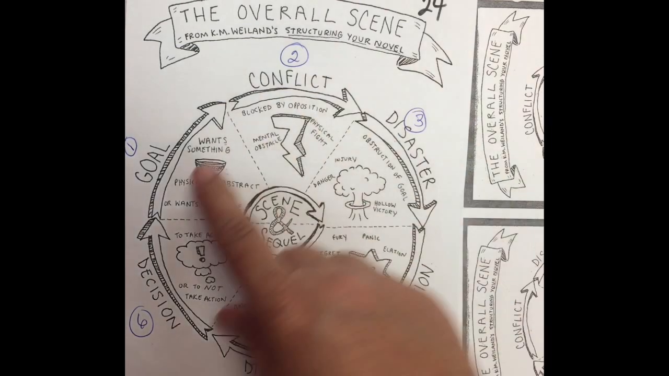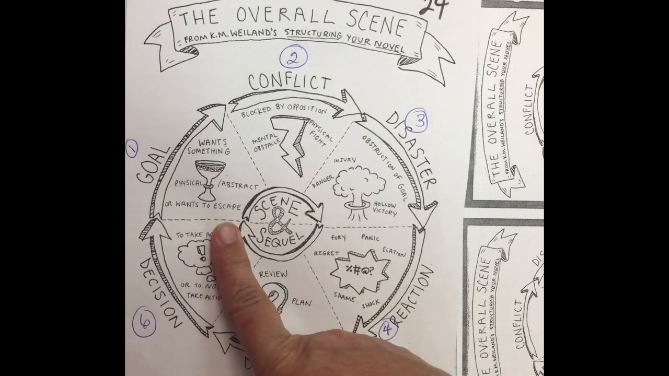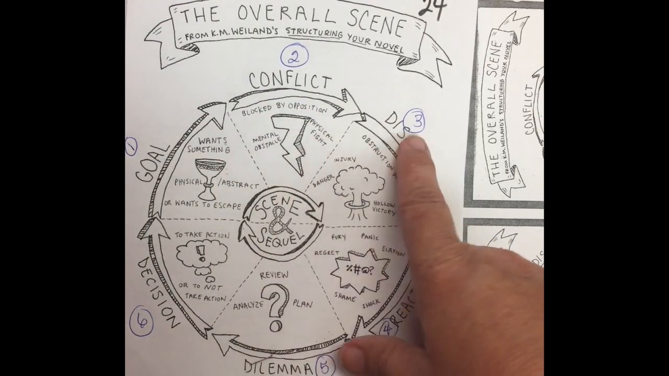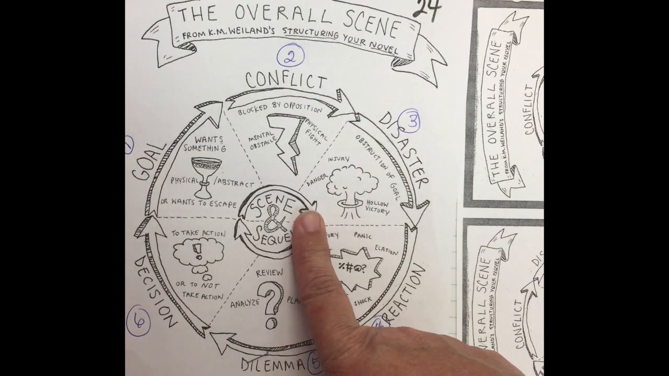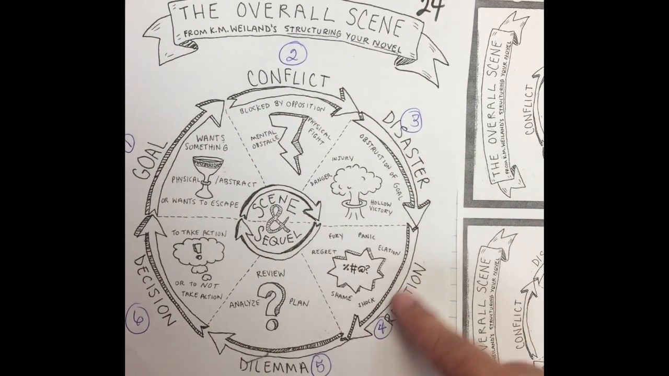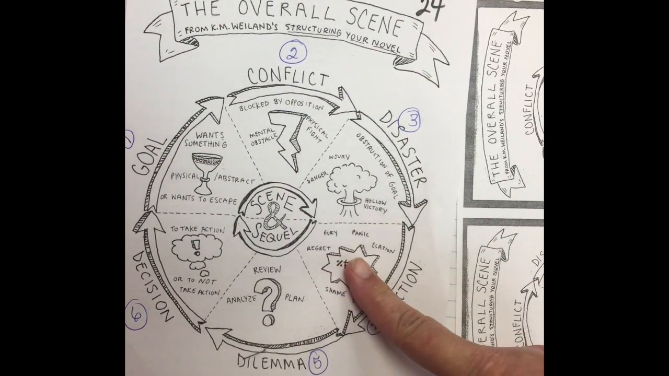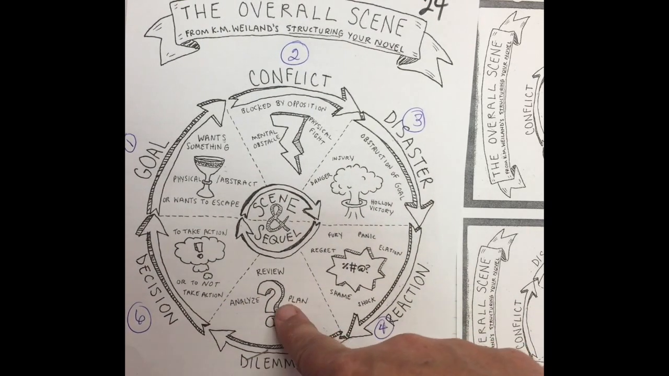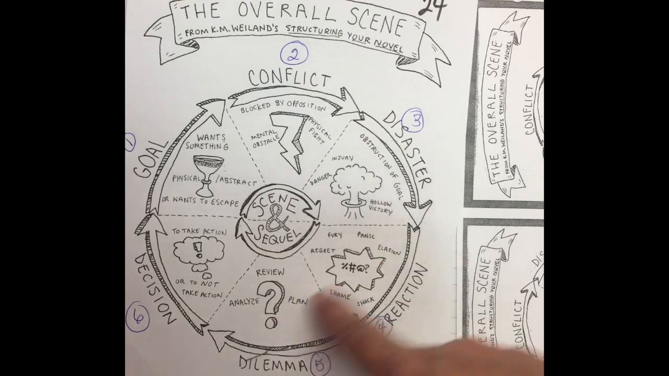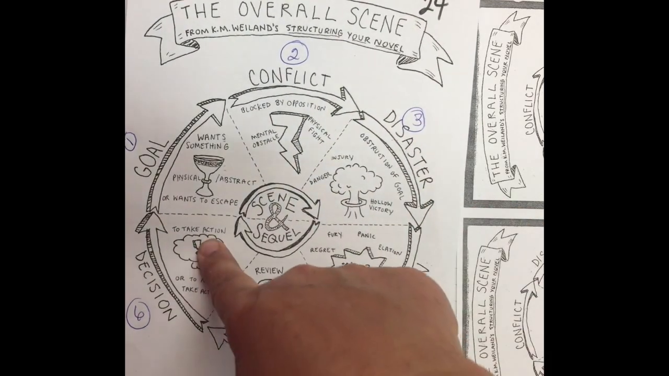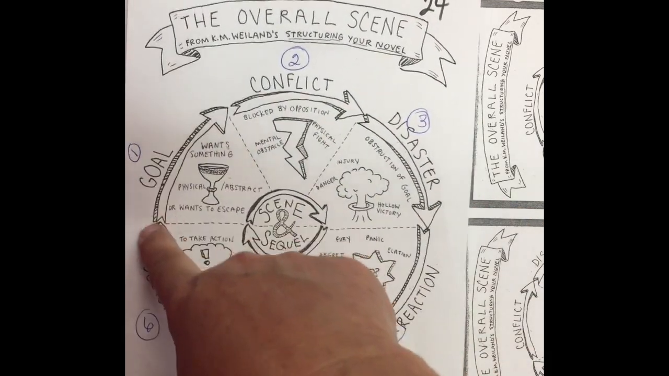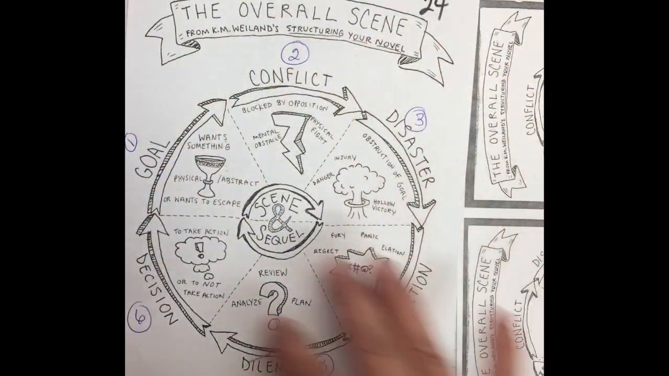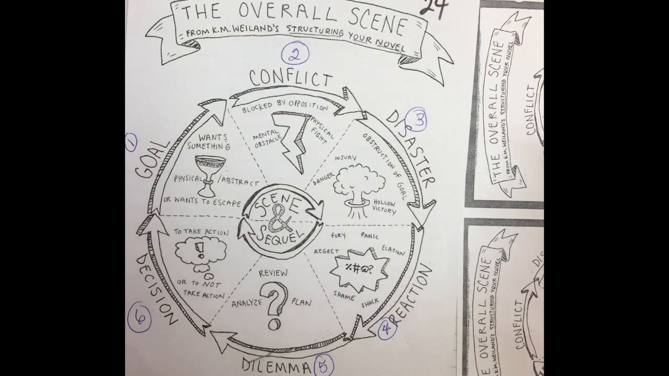We start off with the goal, the character's goal, what their conflict is. They befall some kind of disaster because of that conflict. They have a reaction to that. Then they have to make a decision. Then they have a dilemma of what they should do about their disaster. Then they have to make a decision and they create a new goal. And then you start all over again. And it keeps going around. It keeps going on until the story ends.